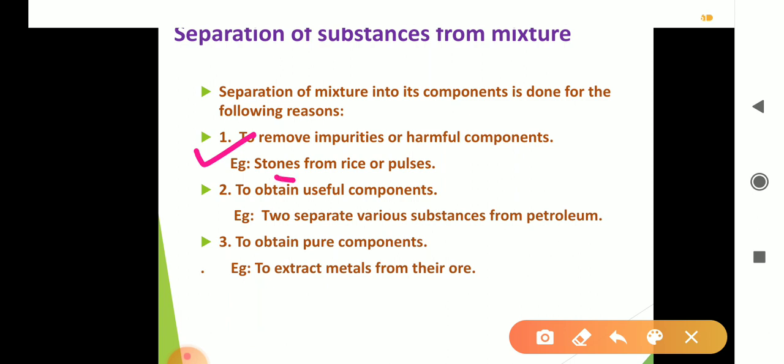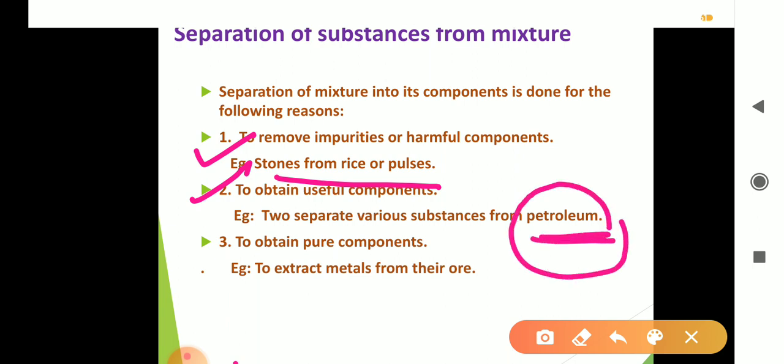Next is to obtain useful components. Now, we all know about petroleum. Actually, petroleum is a mixture of so many compounds. It contains approximately 200 compounds, or 200 substances. It is a mixture of all these substances. Then it is distilled to obtain the various useful components such as petrol, kerosene, diesel, Vaseline, etc. Right? Okay.